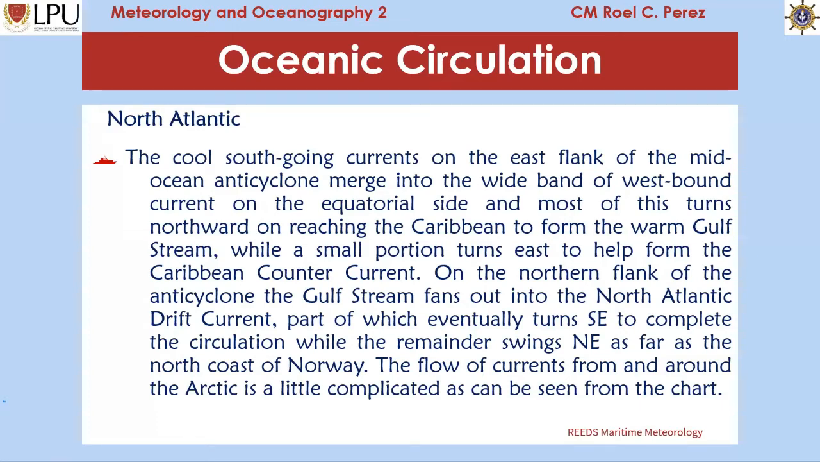The Gulf Stream fans out into the North Atlantic drift current, part of which eventually turns southeast to complete the circulation, while the remainder swings northeast as far as the north coast of Norway. The flow of currents from and around the Arctic is a little complicated, as can be seen from the chart.